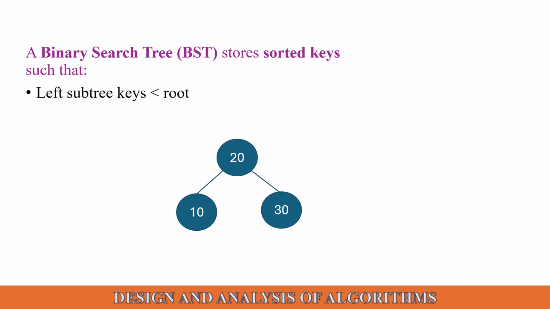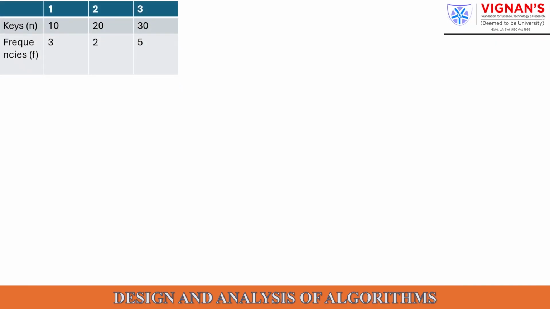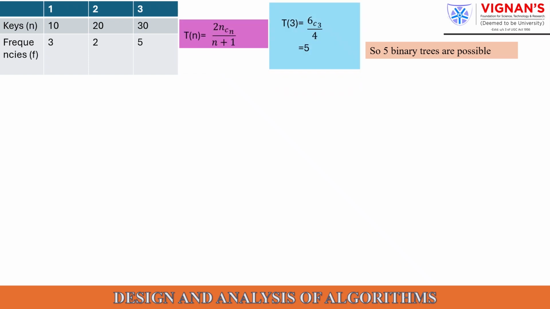Right subtree keys are greater than the root. Given 3 keys, 10, 20, and 30 with frequencies 3, 2, and 5 respectively. These frequencies indicate how often each key is searched. Number of possible trees. For 3 keys, the number of possible binary search trees is calculated using the Catalan number formula. The result is 5, so 5 different binary search trees are possible, as shown in the diagram.